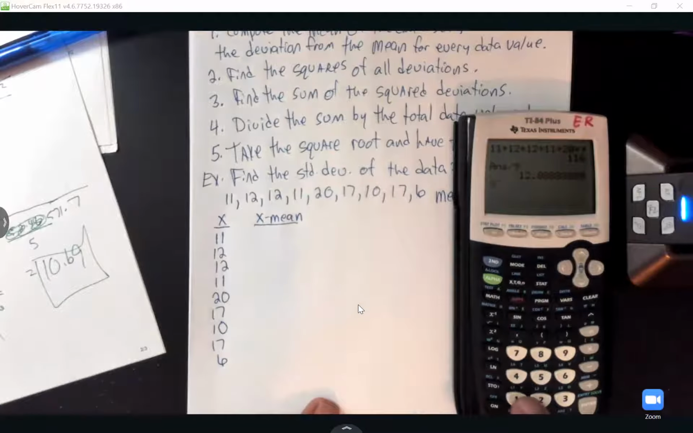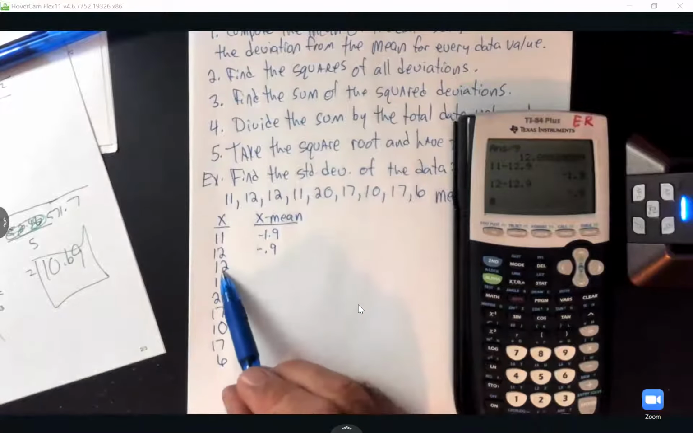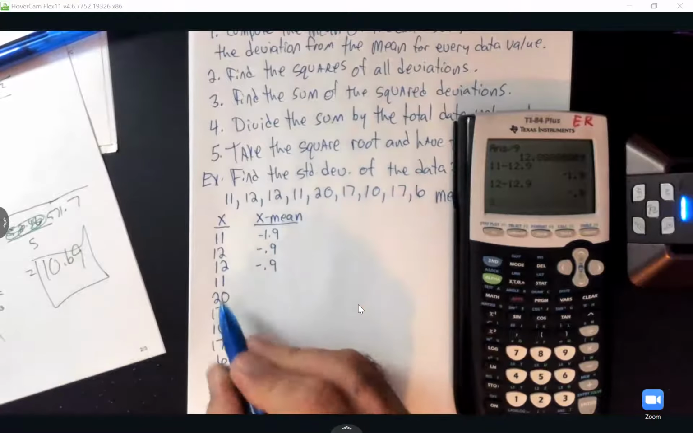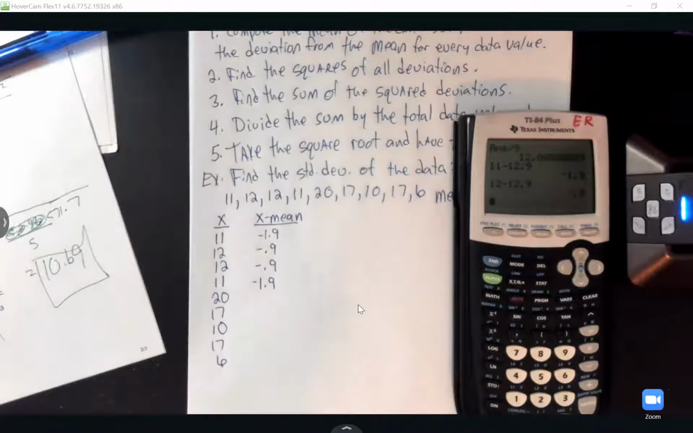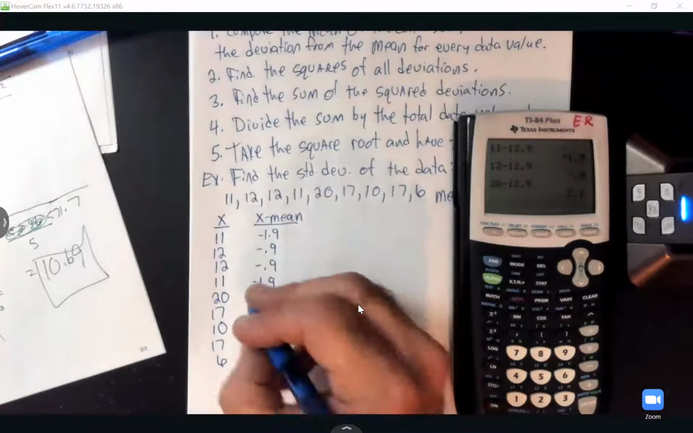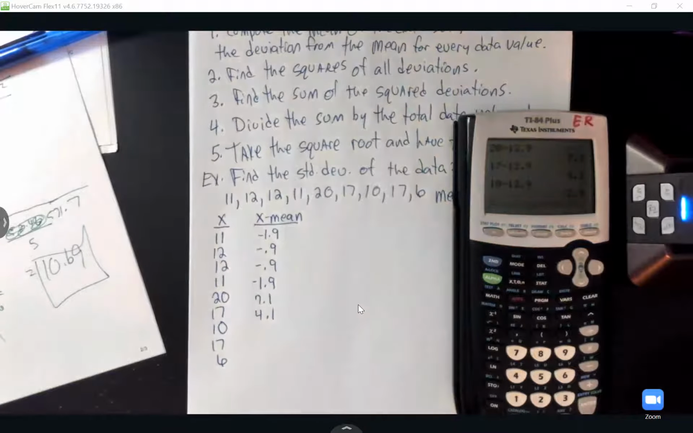Okay, so let's get the first one. That'll be 11 minus 12.9, which gives me a negative 1.9. Next one is 12 minus 12.9. That's going to give me a negative 0.9. I already did 12, so that's going to give me a negative 0.9. And I've already done 11. That gave me a negative 1.9. And I'm going to explain what these negatives and positives mean. All right, so next was 20 minus 12.9. That's going to give us 7.1. 17 minus 12.9 is going to give me 4.1. 10 minus 12.9 gives me a negative 2.9.